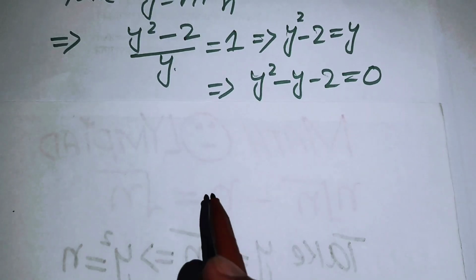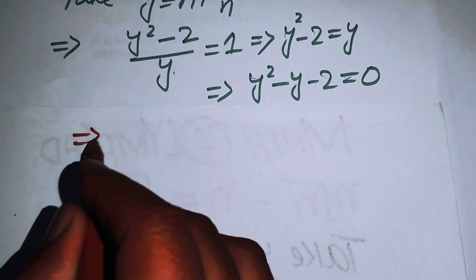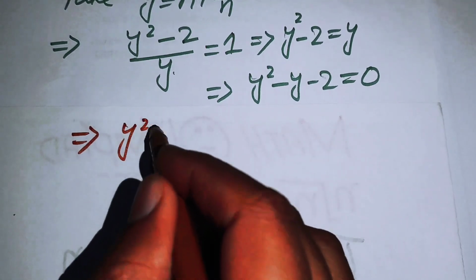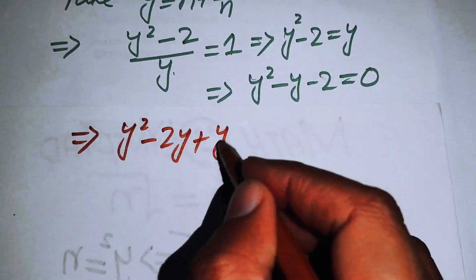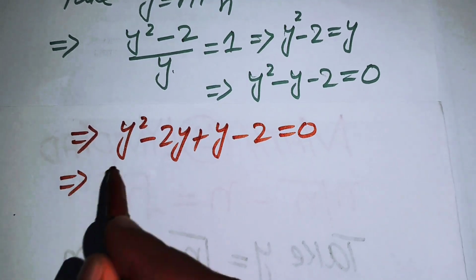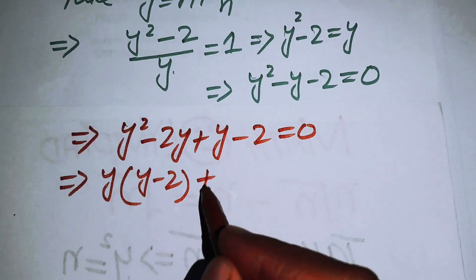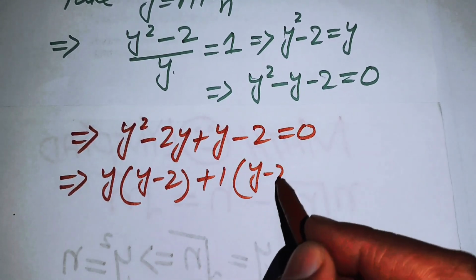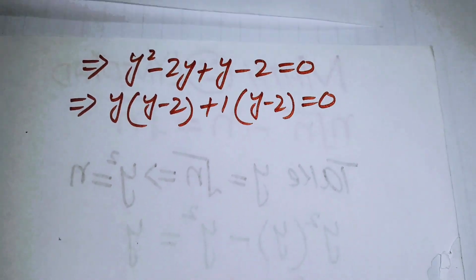So in the next step we just find the factors of this equation, and the factors of this equation are y² - 2y + y - 2 = 0. And now we take common y from the first two terms and you get y times (y - 2), and here we take common +1 and we get (y - 2) = 0.